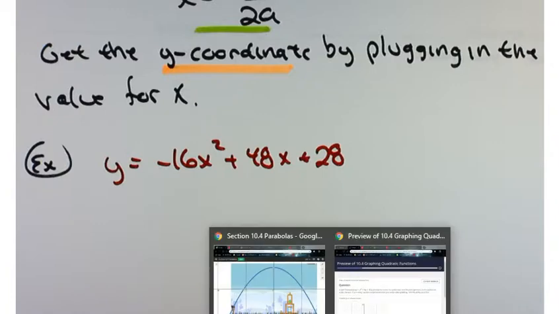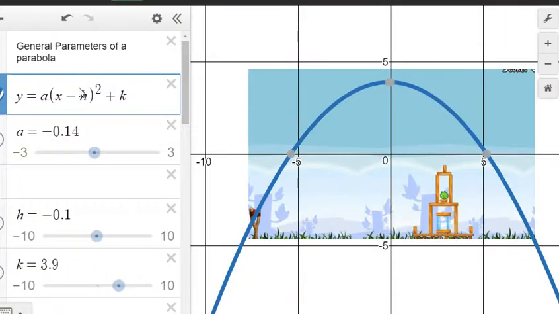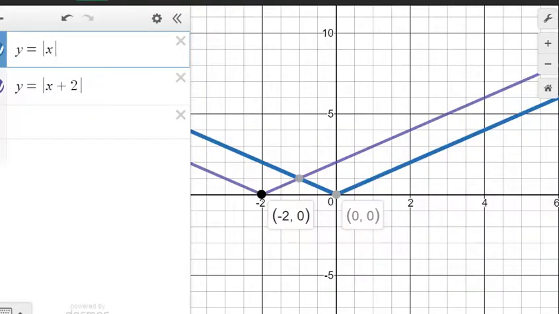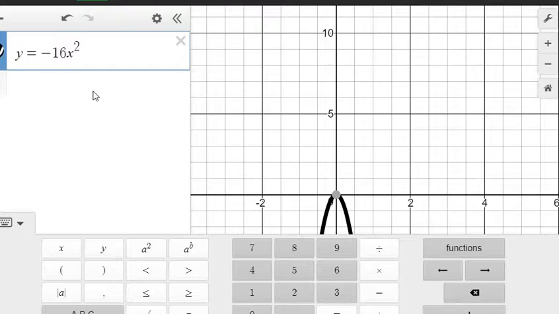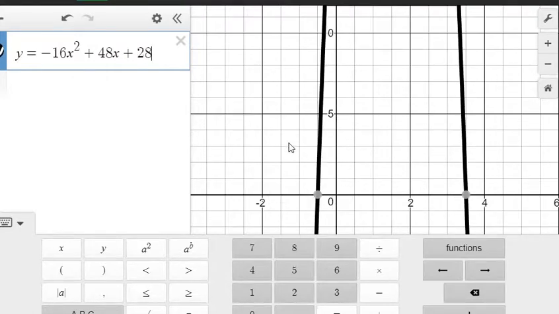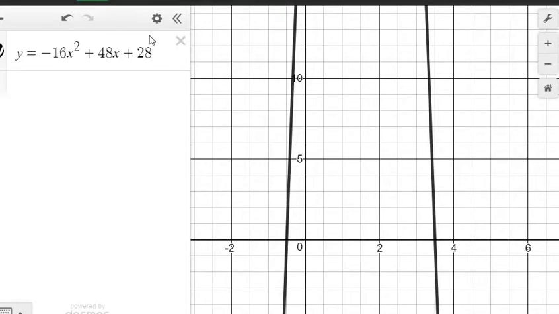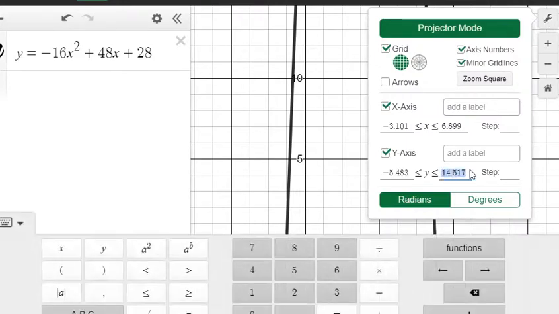Let's take a quick look at this on Desmos. So let me shut this graph off. I got another one over here. So y equals negative 16x squared. Now what's that negative 16 do? That means it's going to open down. Plus 48x plus 28. Now in this case, my graph doesn't quite fit what I have room for. So if you hit this little toolbar, you can change the value for y. The maximum value for y, let me bump that up to 80. This should be good enough.